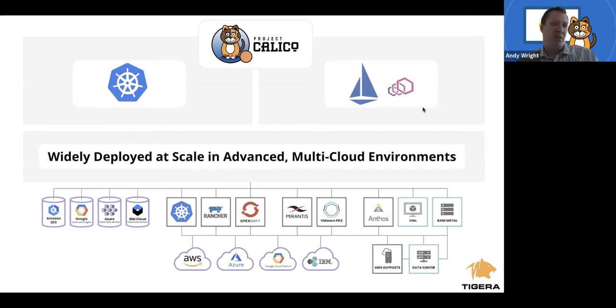So Calico today, just from reports that we get from cloud providers and from partners, we know of about 150,000 clusters that are running Calico today. And we're certain that there are quite a few more that we're not aware of.